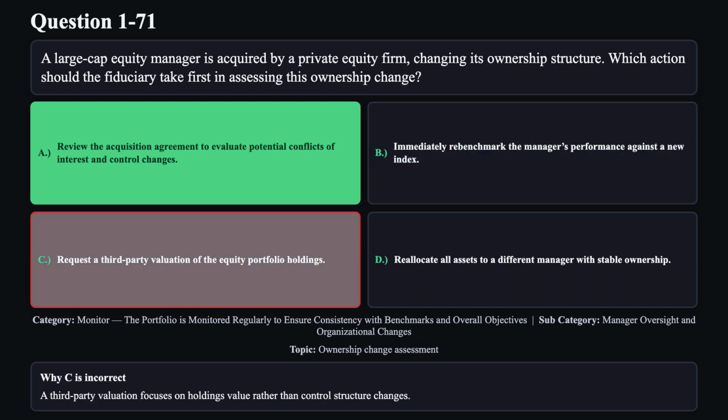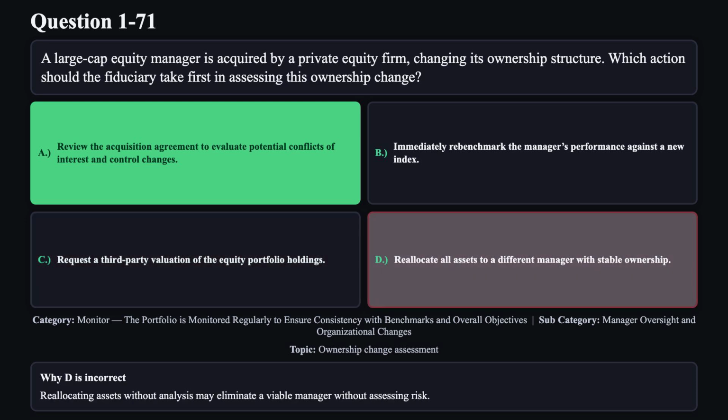Reason C is not correct. A third-party valuation focuses on holdings value rather than control structure changes. Reason D is not correct. Reallocating assets without analysis may eliminate a viable manager without assessing risk.